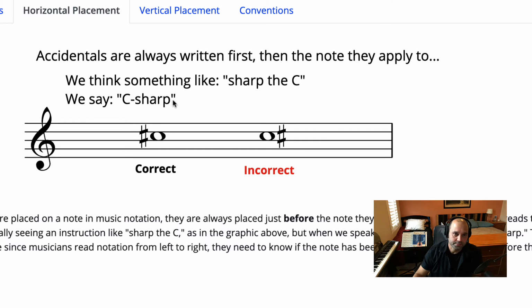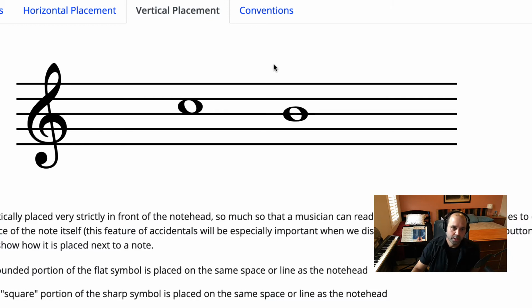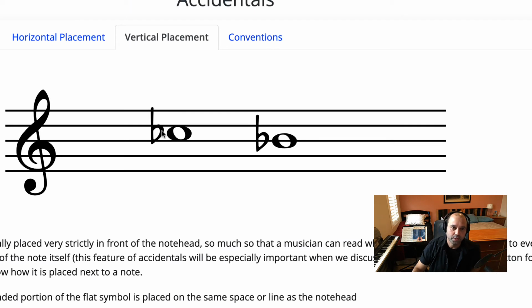So that's really important. The next thing to be aware of is the vertical placement of the accidental. So when we place a flat, for instance, you'll notice that the circular part, or the rounded part, of the flat occupies the exact same place that the note head will. So this is really important. The flat could actually be read, in this case as a C, without even having the note there, right? I would know that that flat is belonging to the C because it's on that space. And if it's on a line, that line, just like through the note head, will go directly through the center of the flat. So the flat can operate almost like a note can.